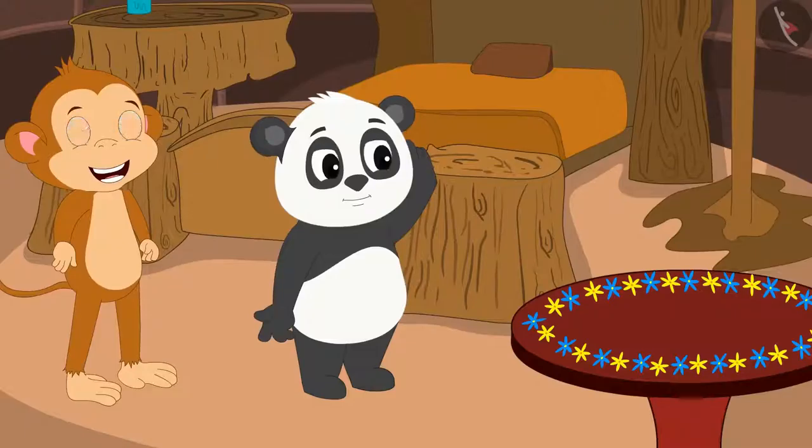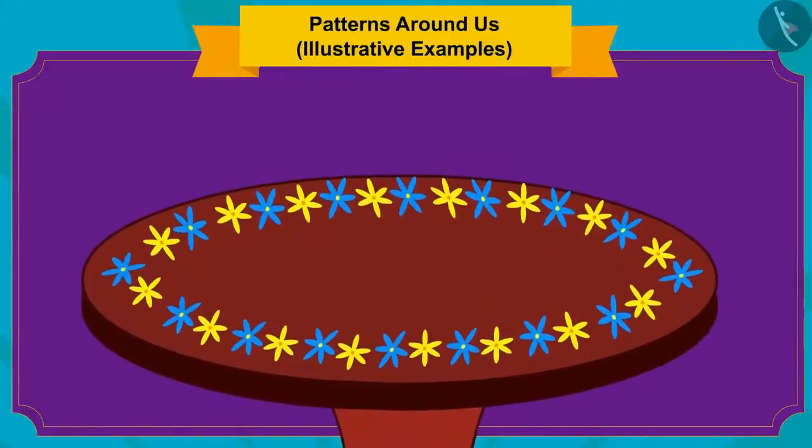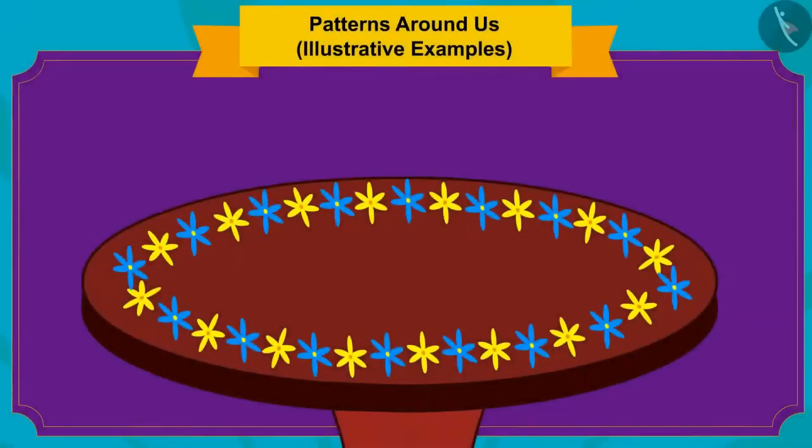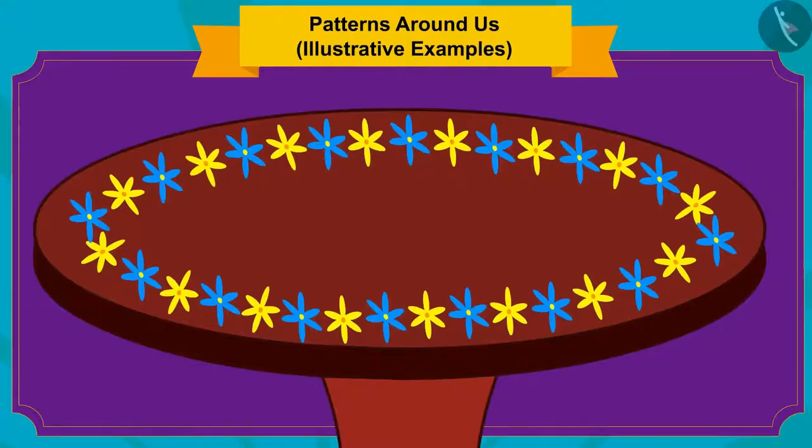Golu is unable to recognize patterns. Kids, can you recognize the pattern on Golu's table? If you want, you can stop the video and find the answer. Children, in order to identify the rule of any pattern, you just have to see what is being repeated in that pattern. Here, a group of yellow flowers and blue flowers is formed, and then a pattern is being made by repeating this group again and again.